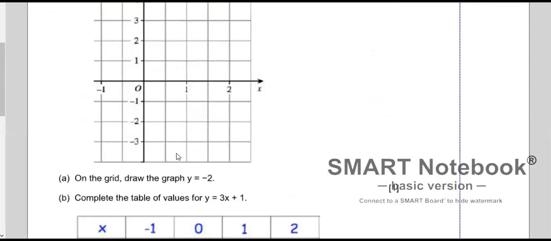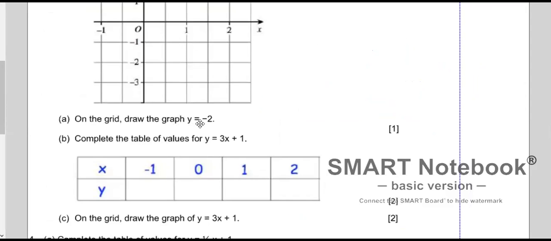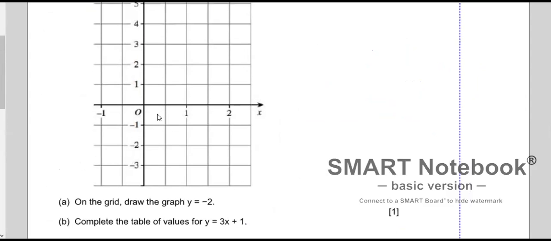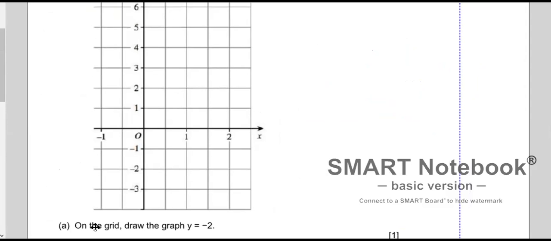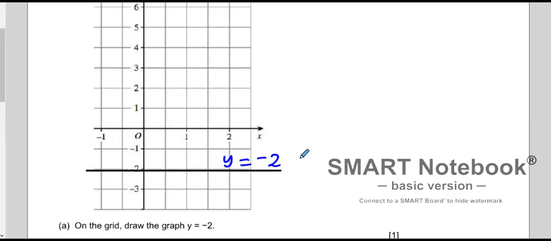Question number 3. On the grid, draw the graph of y equals -2. So y equals -2 is this number here. What we simply do is take a ruler and draw a line through y equals -2. And then you label that this is the graph of y equals -2.